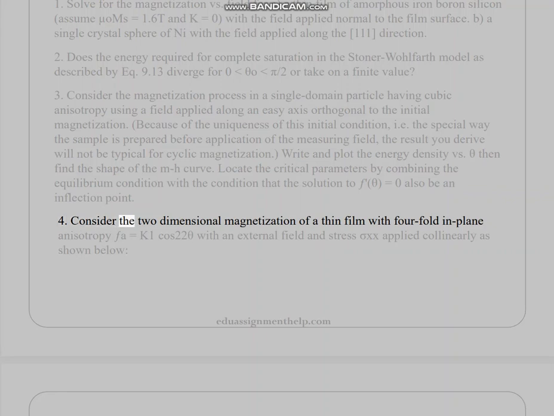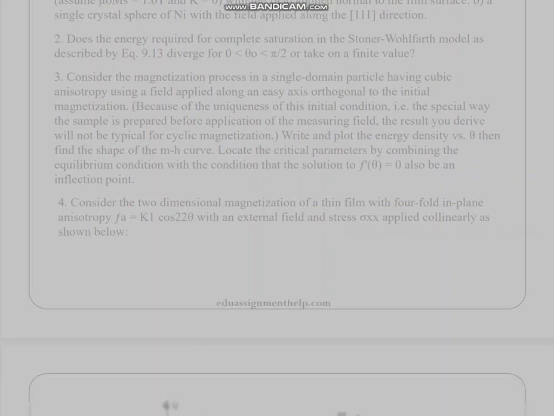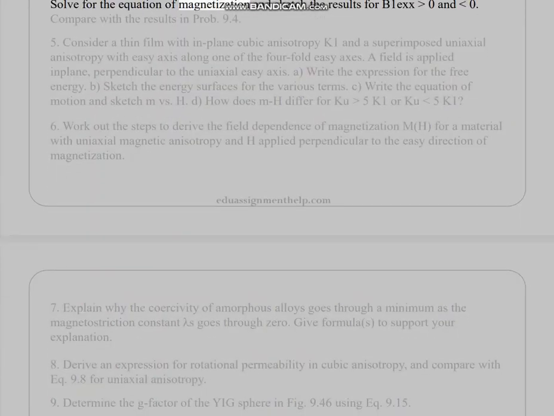4. Consider the two-dimensional magnetization of a thin film with fourfold in-plane anisotropy Fa equals K1 cos 2 theta, with an external field and stress sigma xx applied collinearly as shown below. Solve for the equation of magnetization and sketch the results for B1 x > 0 and < 0. Compare with the results in Prob.